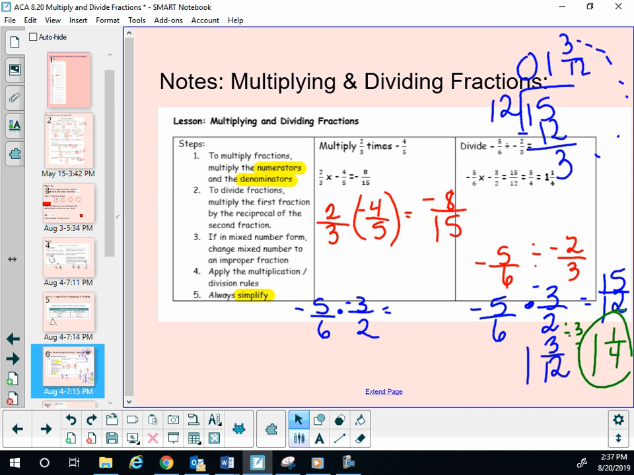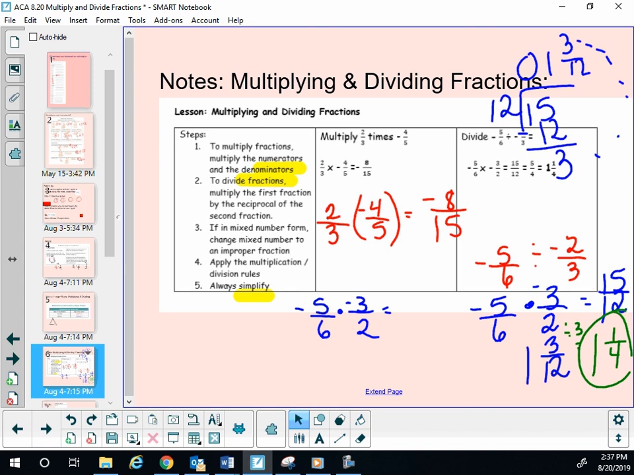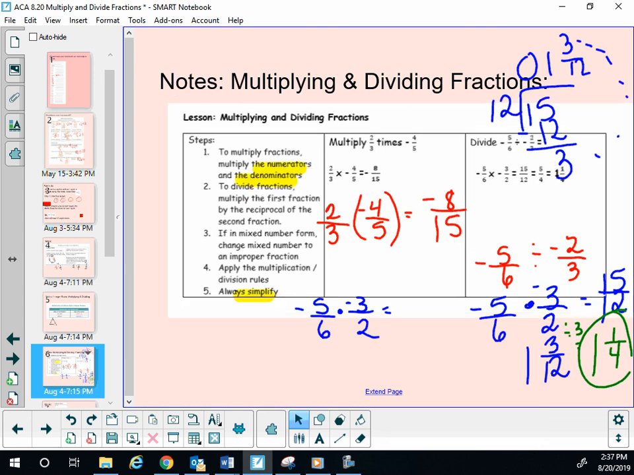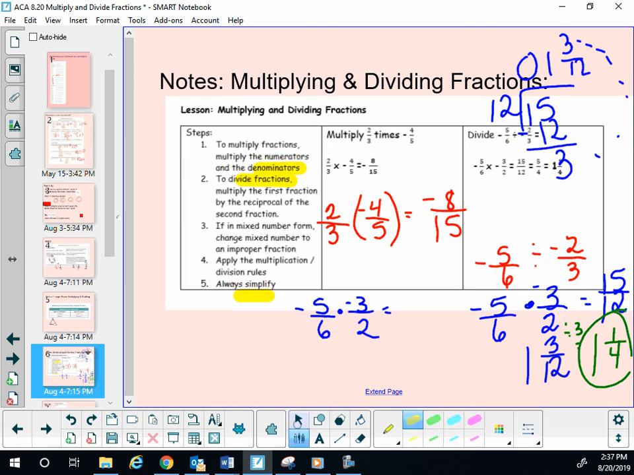I'm going to cross simplify if possible. So I always look at the numbers that are across from one another to see if I could cross simplify. So for example, I look at the 5 and the 2. Can those be simplified? Can I divide 5 and 2 by anything? No. So I'm kind of stuck with that one.